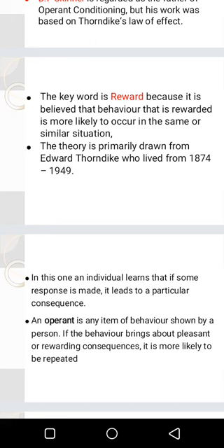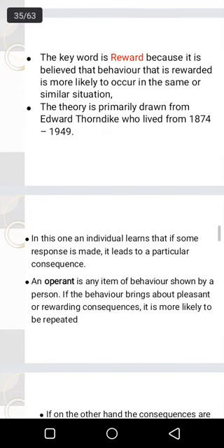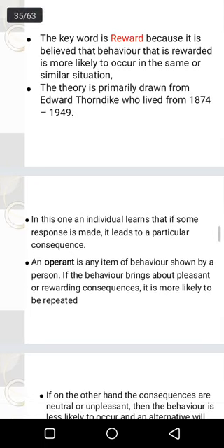Are we together? So the theory is primarily drawn from Edward Thorndike, who lived from 1874 to 1949. So that's a one-word answer. We are saying Thorndike lived from 1874 to 1949. And we are saying this theory was based on the law of effect. The law of effect was founded by a man known as Edward Thorndike, who lived from 1874 to 1949.